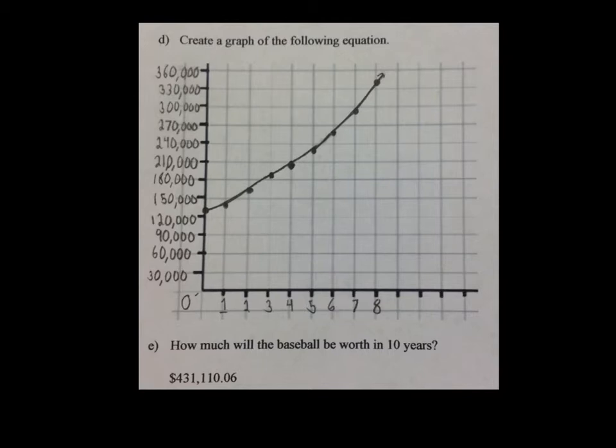Now we will solve 2 additional prediction problems using the recursive rule. The first one asks, in how many years will the baseball be worth $431,110.06? The answer, after careful thought, being 10 years in all. The second and final problem asks how much the baseball will be worth in 13 years. The answer being, after a lot of thought, $622,047.41 total. That is how you would solve an exponential growth problem.